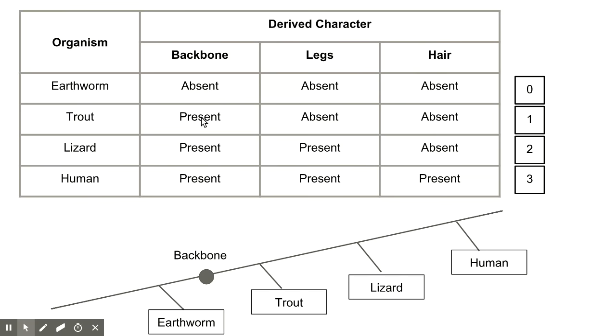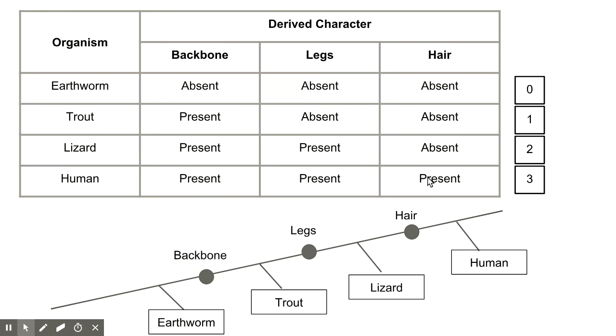As we continue on, compare the lizard to the trout, and what does the lizard have that the trout does not? Legs, and we put that as a bullet in between them. And then we compare the human to the lizard. The human has hair, therefore you put the bullet between the lizard and the human.